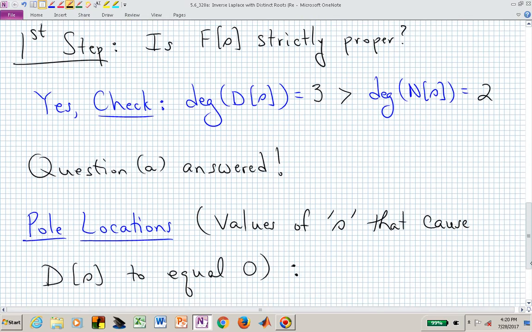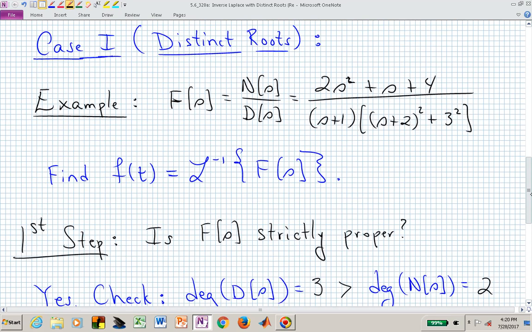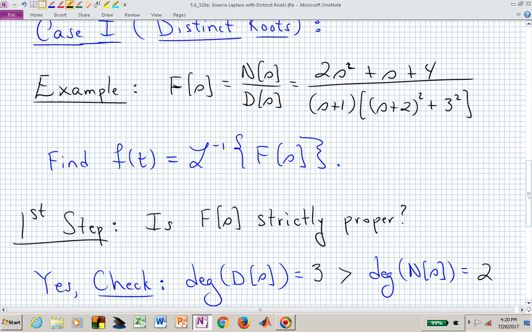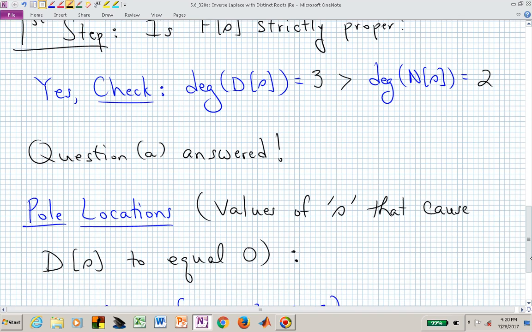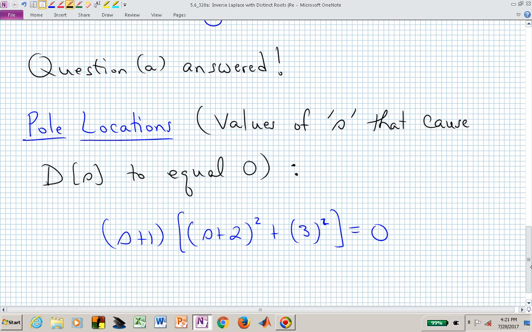And the roots of D of s, or the values of s that cause D of s to equal 0, are also referred to as poles of this transform, capital F of s, because when they make the denominator vanish, they make the capital F of s blow up or go unbounded. That's where the poles come in. They're infinitely tall. So now we have pole locations or roots of D of s being the same thing, and those are the values of s that cause the denominator to equal 0 or to vanish.